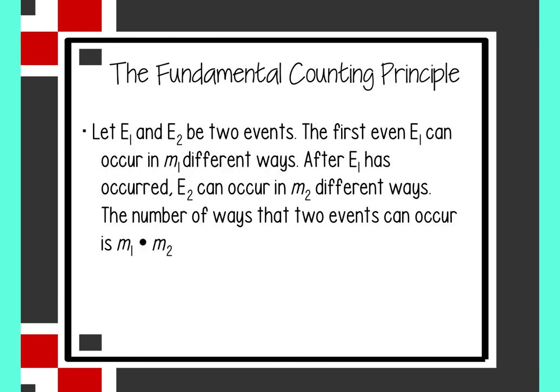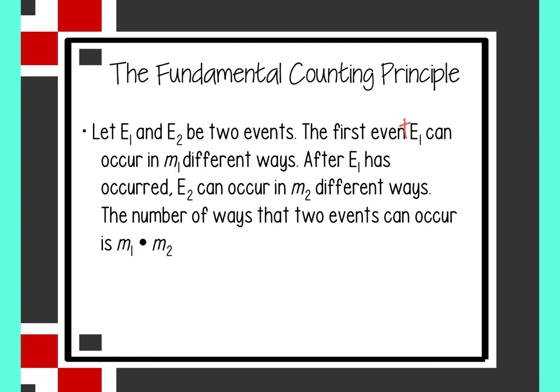All right, the fundamental counting principle is talking about 2 separate events. So they use E1 and E2 as separate events, okay? Every year I forget to add the T in. The first event, E1, can occur M1 different ways. And then after E1 has occurred, E2 can occur M2 different ways. The number of ways 2 events can occur is M1 times M2.